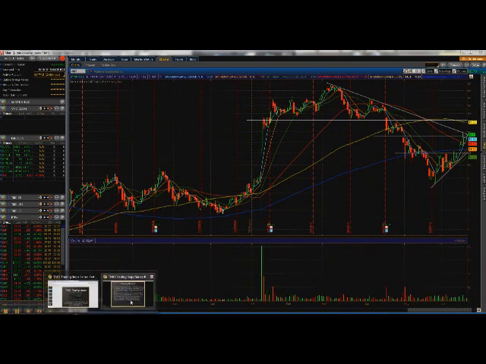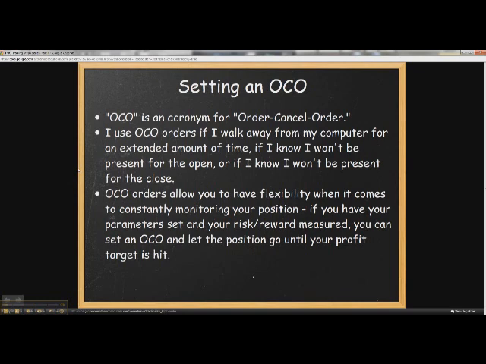If we go back to the PowerPoint here real quick, setting an OCO order is one thing that I think is very helpful when you're not around for an entire day. OCO is an acronym for Order Cancels Order. I use OCO orders if I walk away from my computer for an extended amount of time. If I know I won't be present for the open or the close, I also use OCO orders just to protect myself, because the open and the close are the two most volatile times of the market.